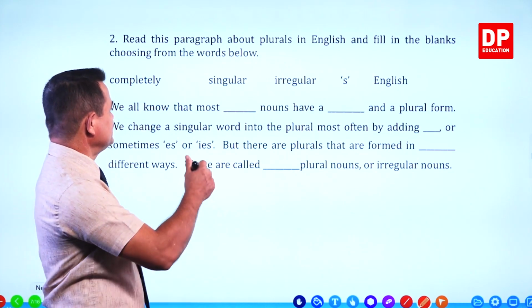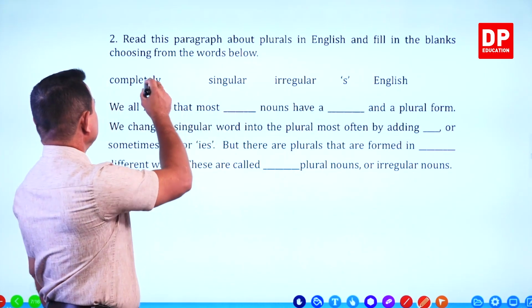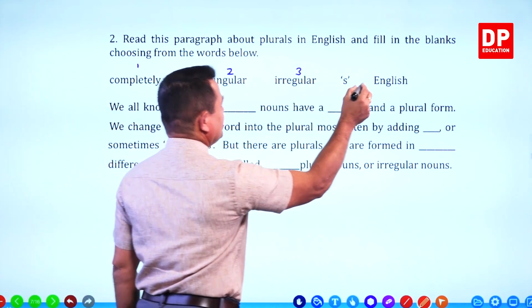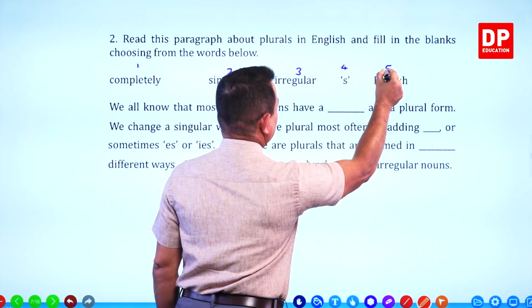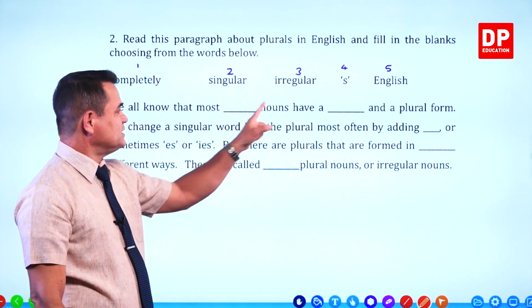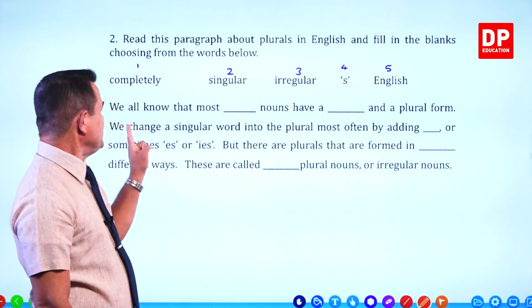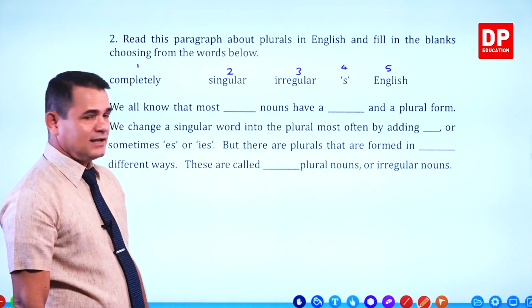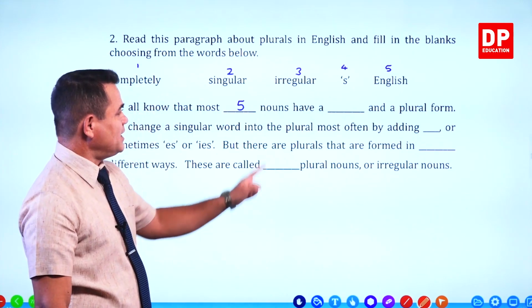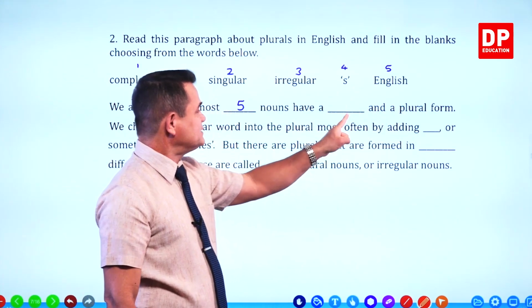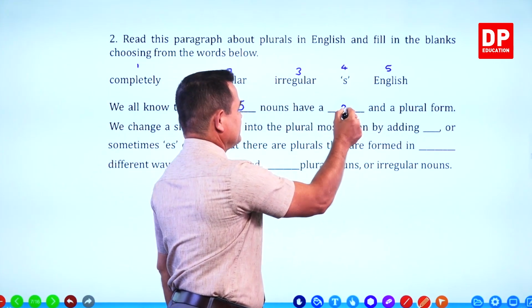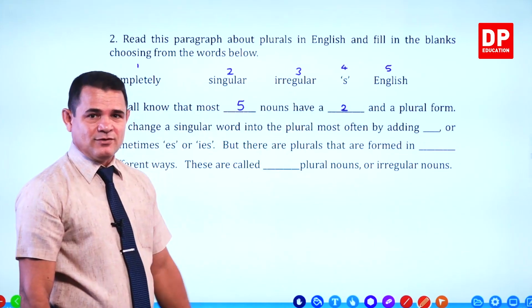Now we'll put numbers for these words. Number 1, number 2, number 3, number 4, number 5. There are 5 words given. You have to put those words into these blanks. We know that most English nouns have a singular and a plural. Singular, word number 2. Singular and a plural form.